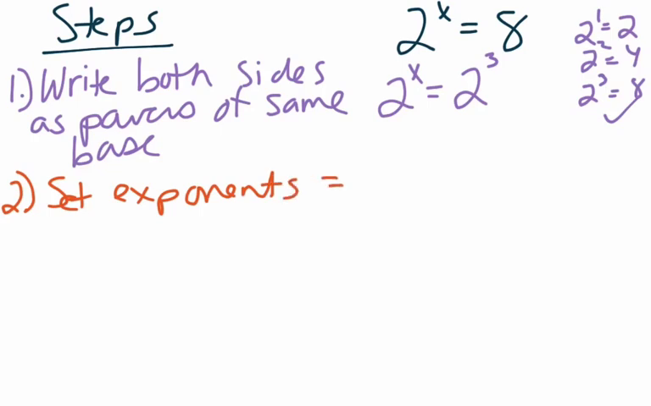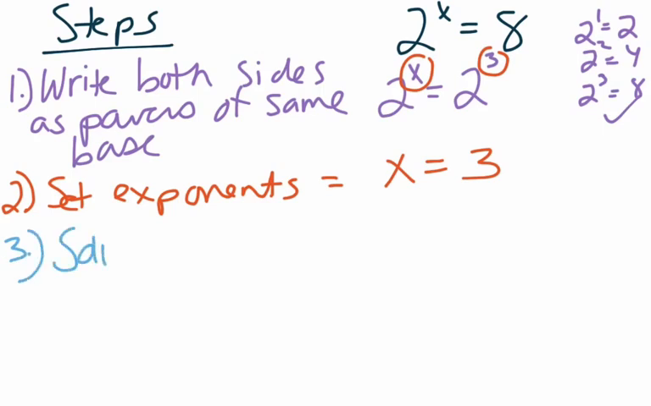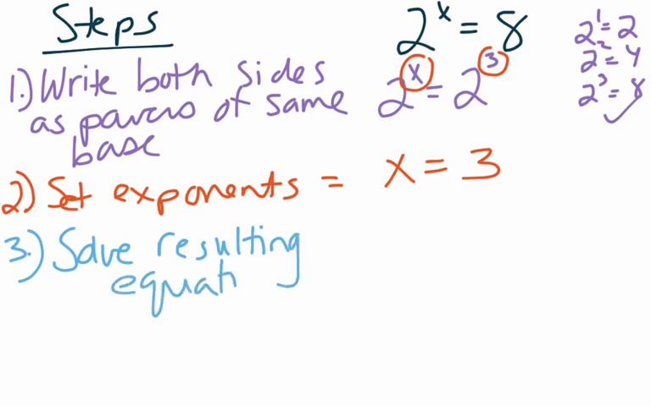So in this case, my exponents are x and 3. So I'll go ahead and set x equal to 3. And then my third step is to solve the resulting equation, which in this case is kind of silly because x is equal to 3 and there's nothing more you can do. So we've been able to solve it. So that's the general principle.